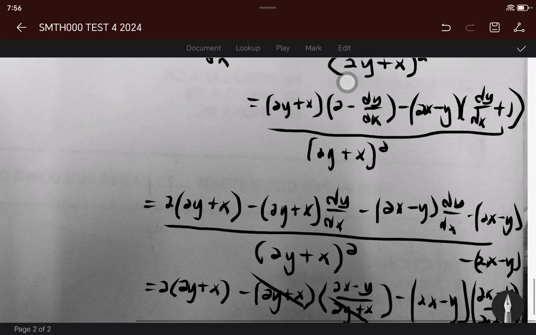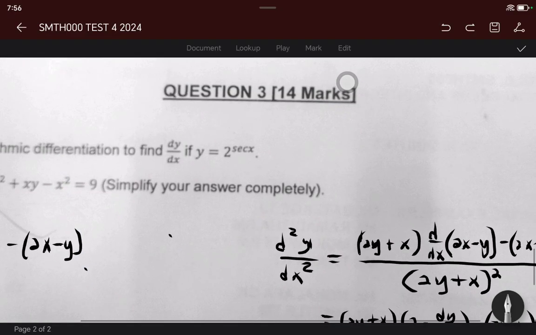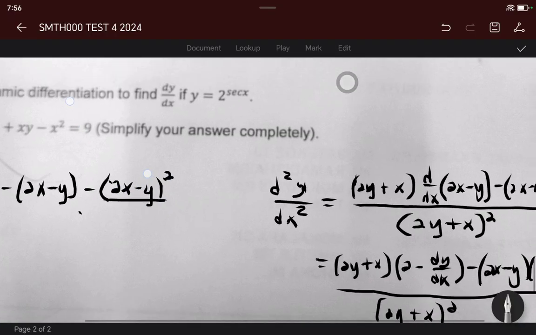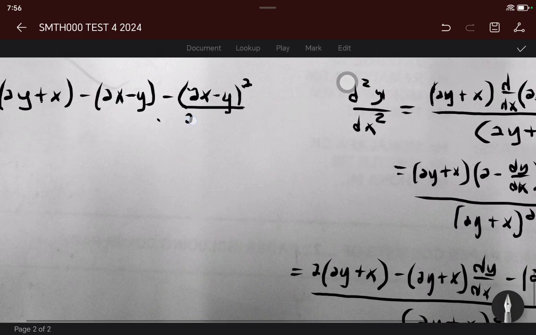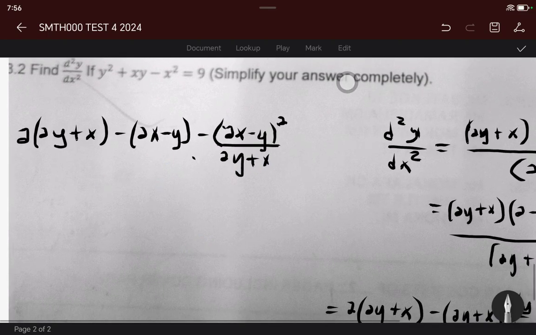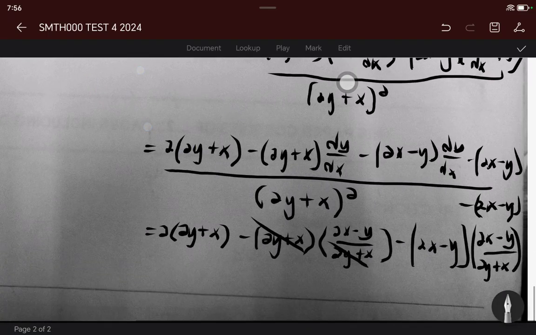And then we have, let me see what we're left with this side. This will become squared. This will just be minus 2x minus y squared all over, and then this is 2x into 2y plus x, and then we now divide by, the denominator was 2y plus x squared, and then this will be the case.